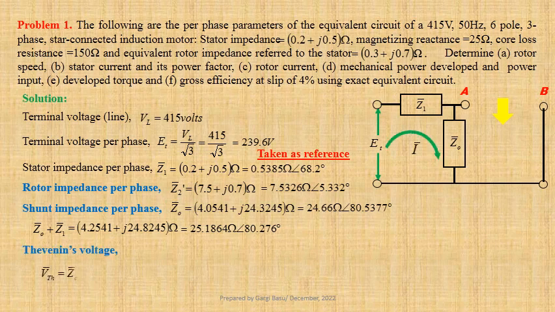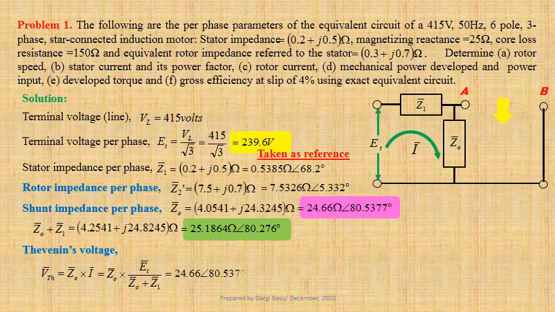Let us now determine Thevenin's voltage. V Thevenin equals Z0 into I, that is equal to Z0 into Et divided by Z0 plus Z1. Using values we get 24.66 at an angle 80.5377 degree into 239.6 at an angle 0 degree divided by 25.1864 at an angle 80.276 degree. That gives us 234.6 volt at an angle 0.2617 degree.